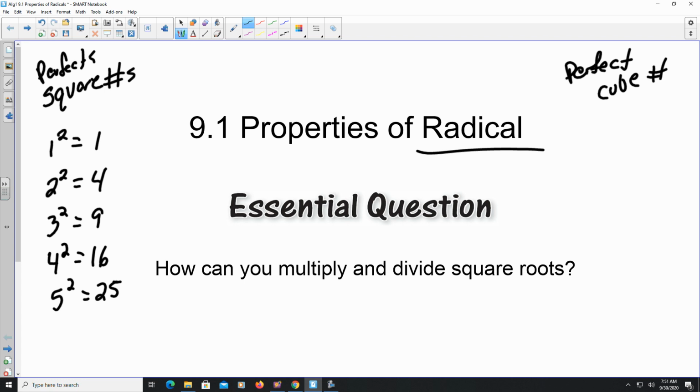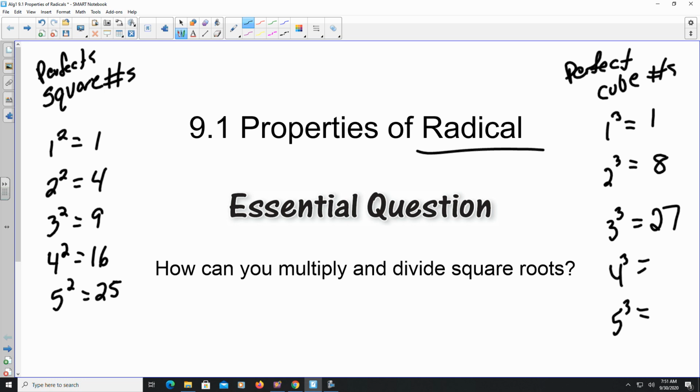If we have perfect cube numbers, this is now 1 cubed, 2 cubed, 3 cubed, 4 cubed, 5 cubed. Again, this list can go on, but this is just a way for you to start it. So 1 cubed is 1, 2 cubed is 8 because it's 2 times 2 times 2, 3 cubed is 27, 4 cubed is 64, and 5 cubed is 125. And you can make the same list for fourth root values or fifth root values and stuff like that.